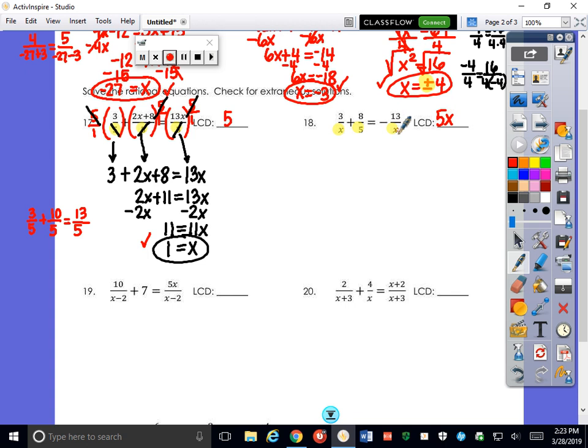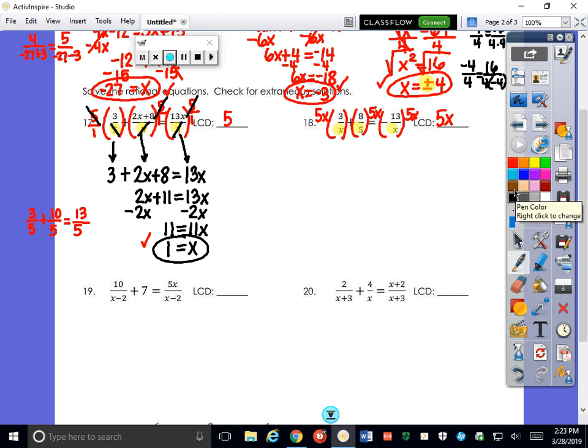I'm going to multiply it by whatever we have there already. Then when I go to the third fraction, or the third denominator, it's an x. I already have an x in my LCD, so I don't need to take another one. So my LCD becomes 5x. So I'm going to multiply all three of these by that expression.